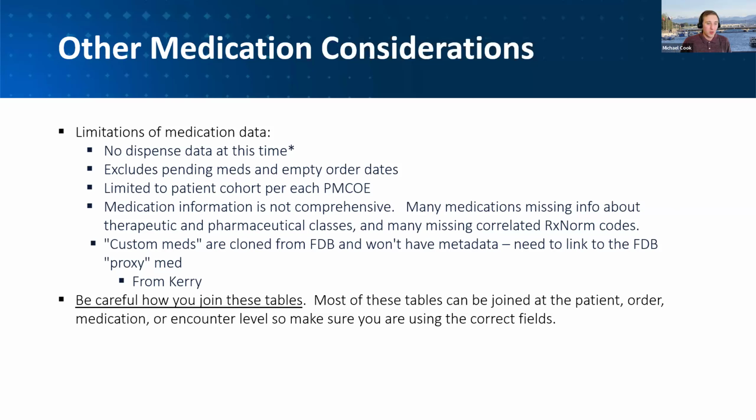And then a final word of caution: be careful how you join the tables. I didn't go through the schema of these tables because it's in the data dictionary, but just remember that they can be joined on the patient level, the order level, the medication level, and the encounter level. So you have to make sure you're using the correct fields when you're joining between these tables, because you might get different results and different counts depending on what you do.